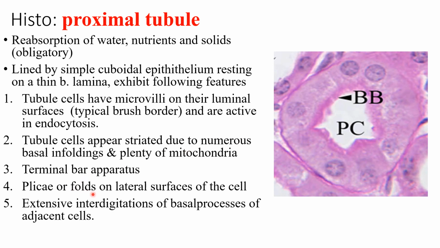Then there are the plicae, or the folds on the lateral surfaces of the cells, and extensive interdigitation of the basal processes of the adjacent cells. So these are the different features of the proximal convoluted tubule. You can see in this diagram: simple cuboidal epithelium having a brush border, having basal striation, having a centrally located rounded nucleus and dark eosinophilia.